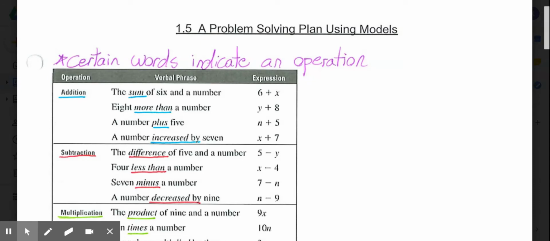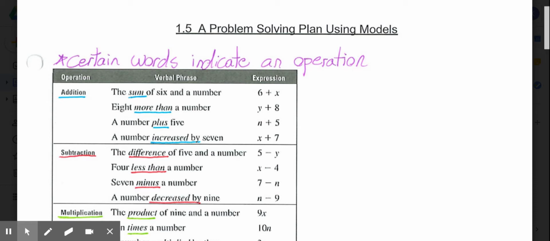Hi, and welcome to Lesson 1.5, a problem-solving plan using models. In mathematics and science especially, we use a ton of different models, usually based around mathematics to start, and depending, two-dimensional, three-dimensional, and so on. But models are typically used in mathematics and our application of science to help us better understand a situation. Today, the type of models that we're looking at to help us better understand algebra are going to be verbal models, and in some cases, also algebraic models.